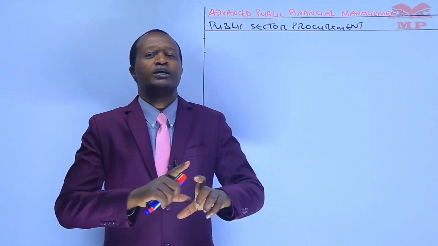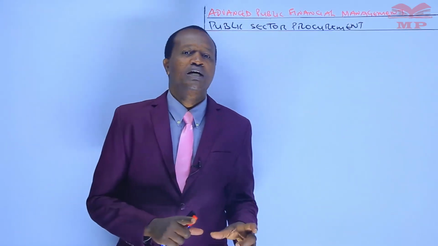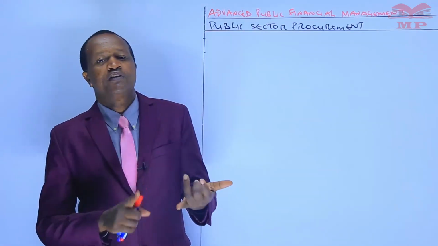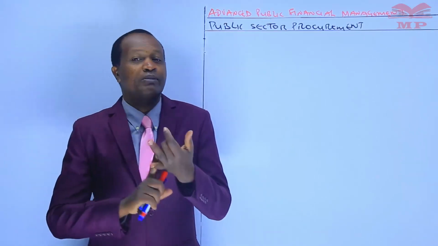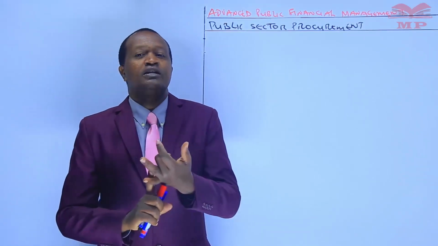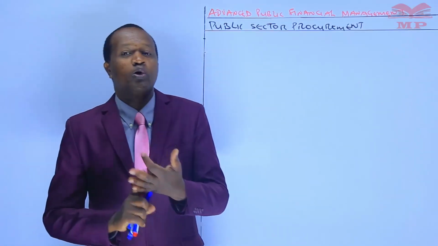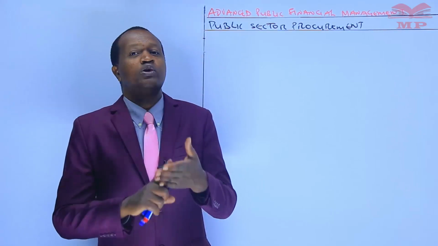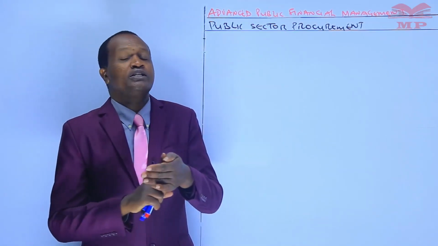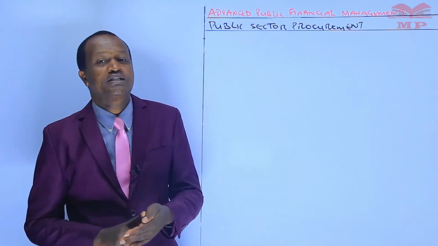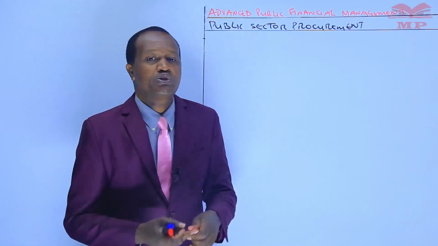So the procurement cycle is a long cycle, and there are various steps. The first one being identification of needs or requirements. Number two is the procurement planning. Number three is the definition of requirements. Number four, determination of source. Number five, the evaluation and selection of suppliers or vendors. Number six, contract award. Number seven, contract implementation.